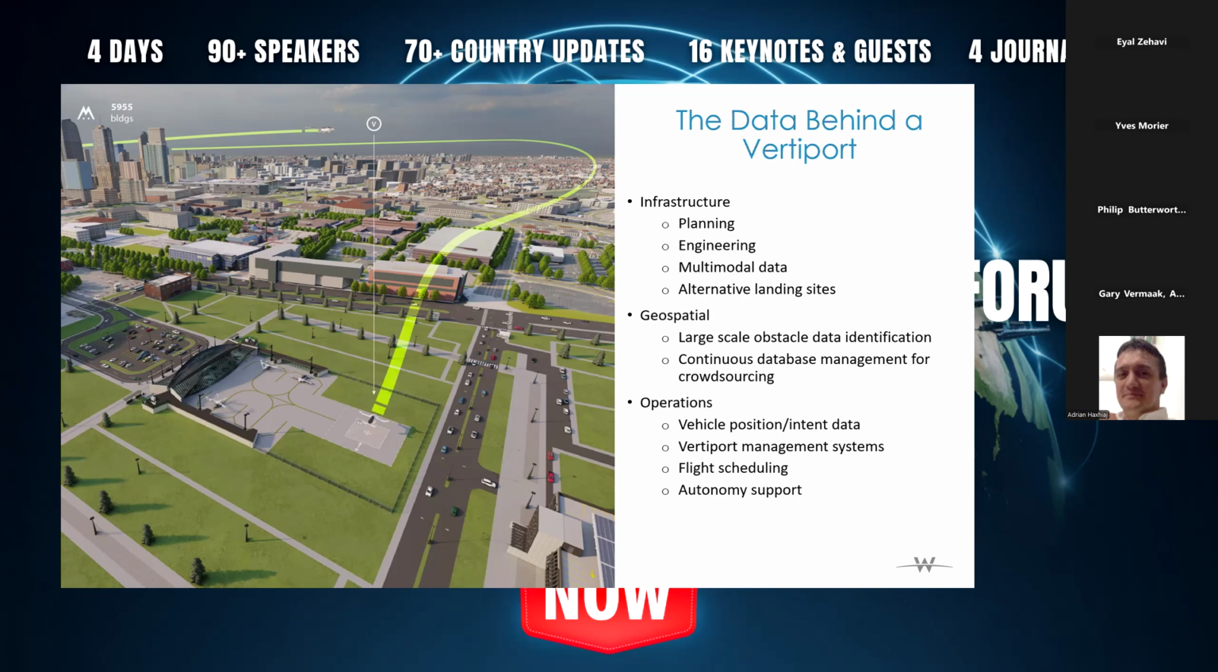Following the infrastructure category, we've got geospatial data needs. It's important to understand the sheer large scale of obstacle data identification that would need to be done surrounding a vertiport, that could take the form of either a citywide or a statewide obstacle inventory, a LiDAR data collection. But it's important to, again, have that continuous database management, or crowdsource that database management, to ensure that the geospatial data surrounding a vertiport is being updated in near real time to then facilitate those operations.